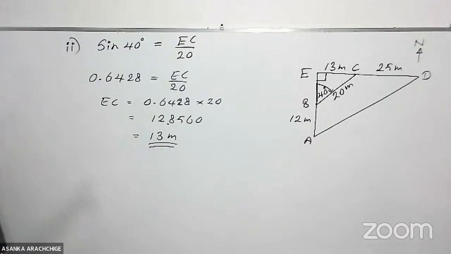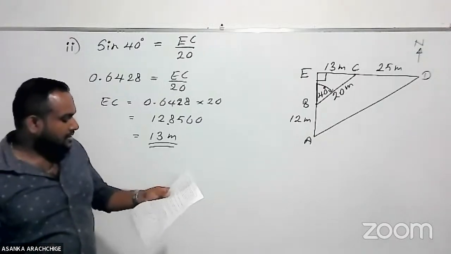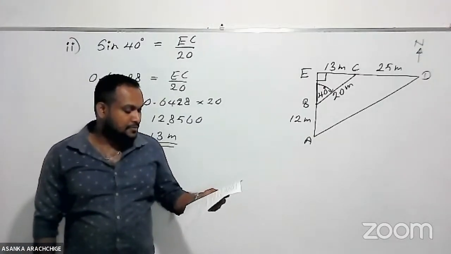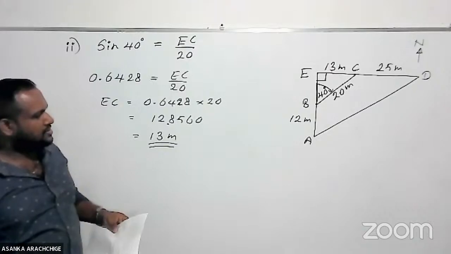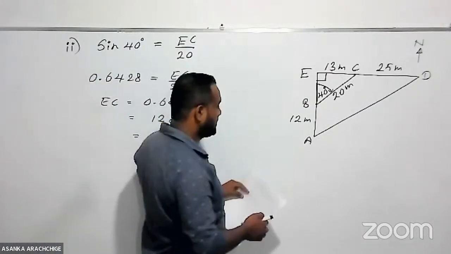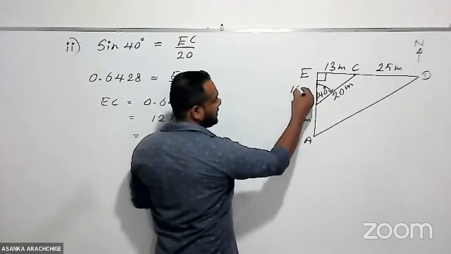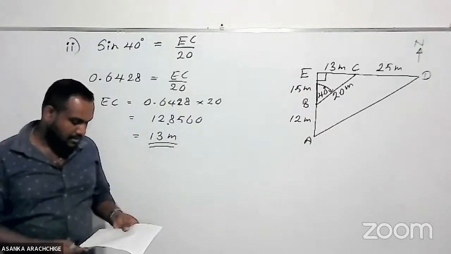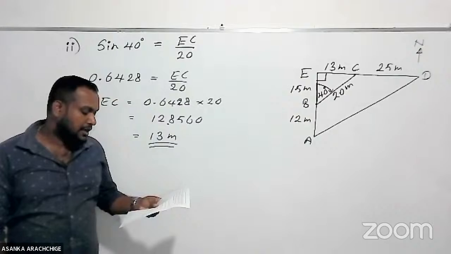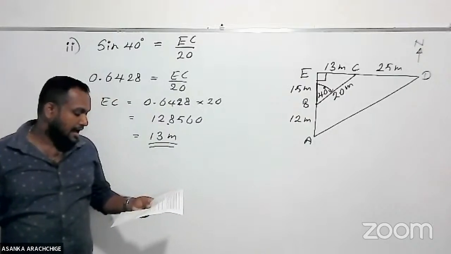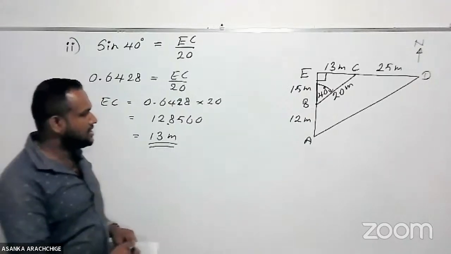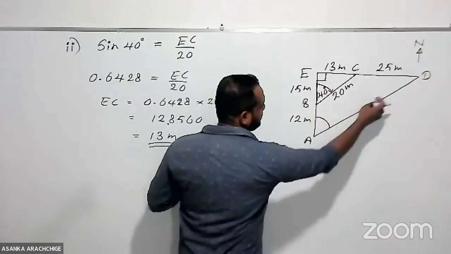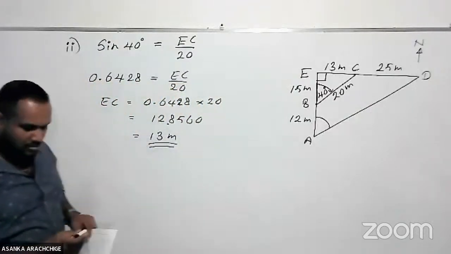Right. Now we are on the last part. The distance BE rounded off to the nearest meter is 15 meters. The distance BE is 15 meters. This is given to be 15 meters. Accordingly, calculate angle EAD and the distance AD. Angle EAD, this one, and the length of AD both.